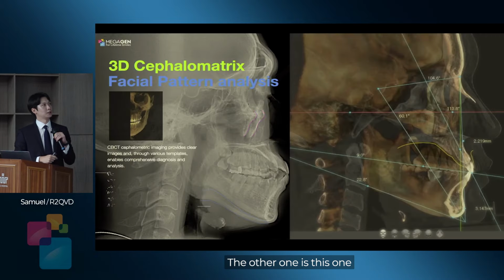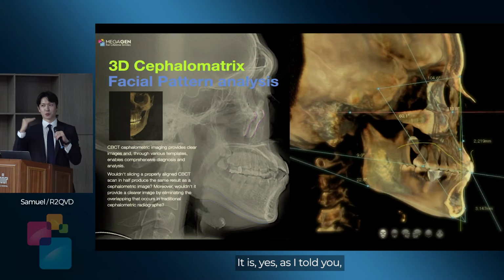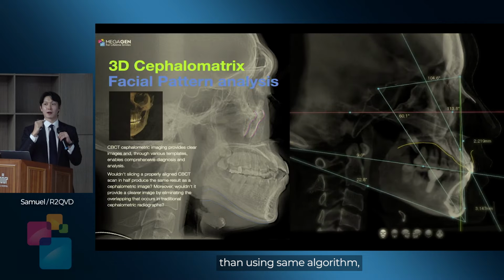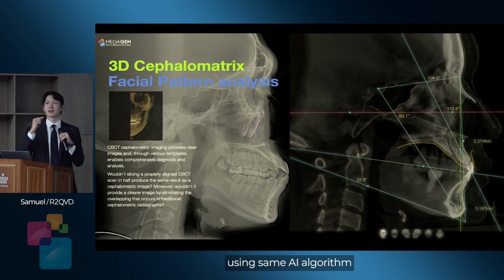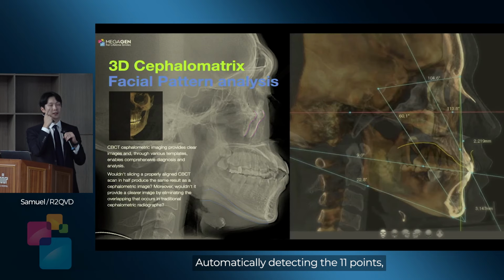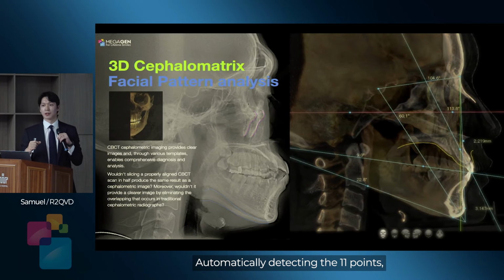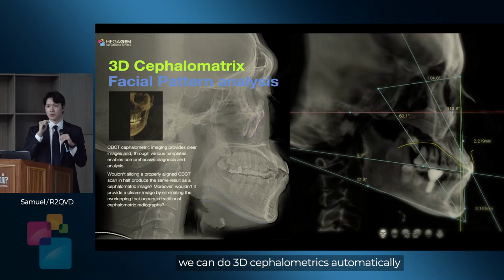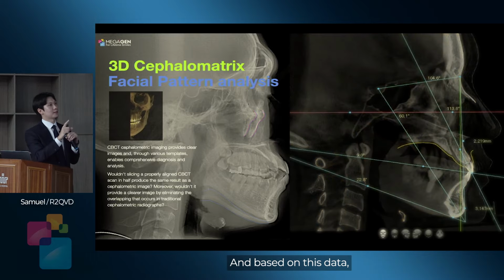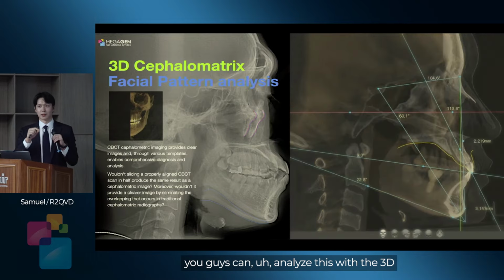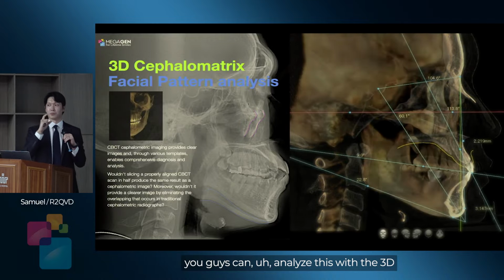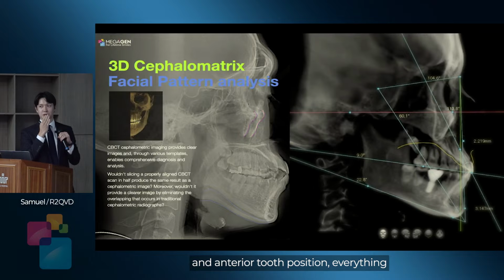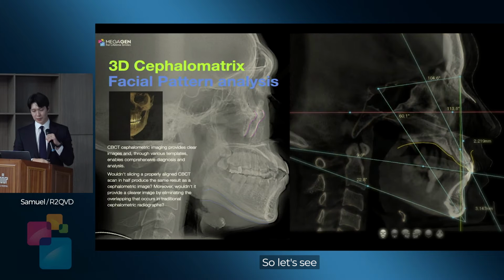The other one is this one. Yes, as I told you, it is a large FOV CBCT. Then using the same AI algorithm, it automatically detects 11 points, and using those 11 points we can do 3D cephalometrics automatically. Based on this data, you can analyze the VD, occlusal plane, anterior tooth position, everything. So let's see.